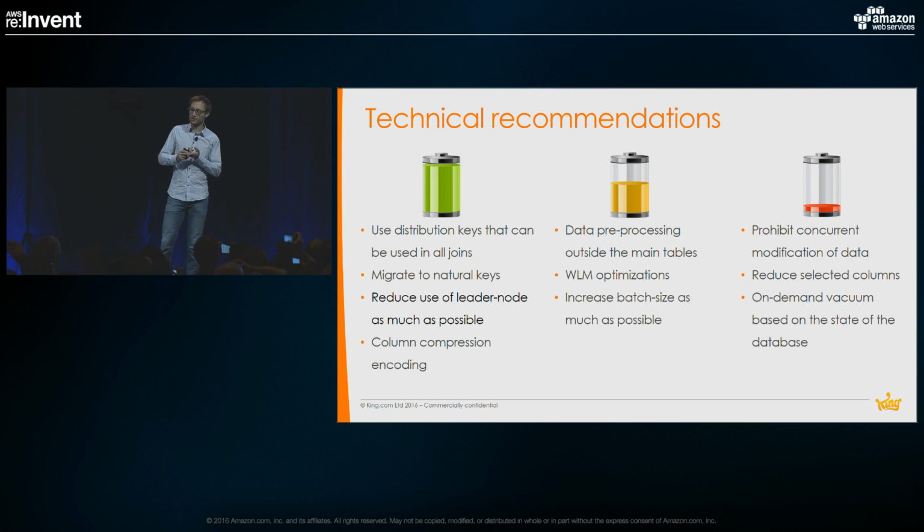Really important one, use distribution keys that can be used in all joins. Migrate to a natural key if possible. Reduce the use of the leader node as much as possible. Column compression encoding. Then on the medium side, data pre-processing outside the main tables, WLM optimizations, reduce the batch size as much as possible, and if you've got some time, prohibit concurrent modifications of data, reduce selected columns, and do some on-demand vacuums based on the state of the table.